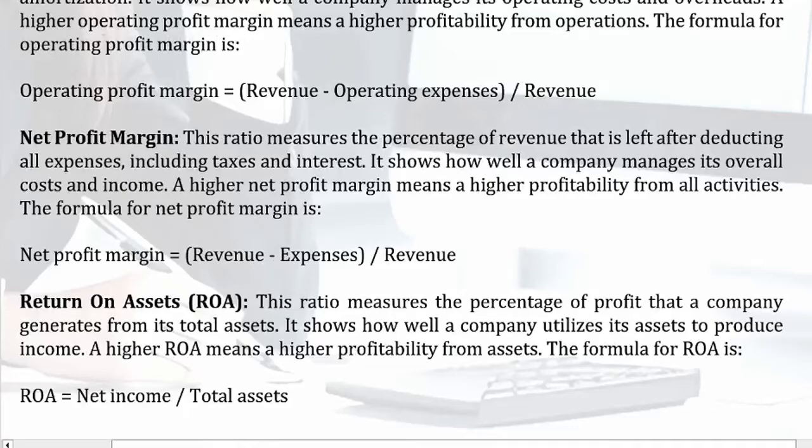Net profit margin. This ratio measures the percentage of revenue that is left after deducting all expenses, including taxes and interest. It shows how well a company manages its overall costs and income. A higher net profit margin means a higher profitability from all activities. The formula for net profit margin is: net profit margin equals (revenue minus expenses) divided by revenue.